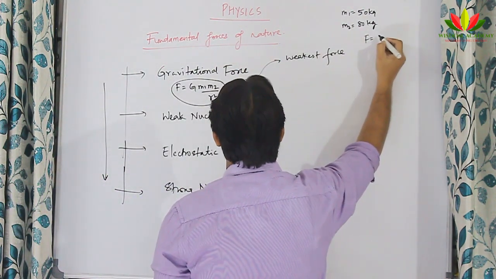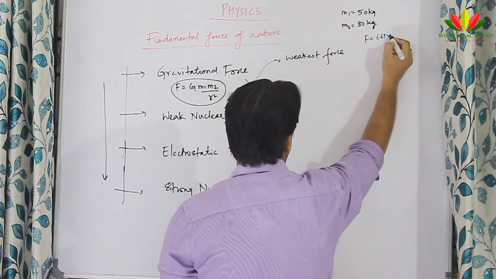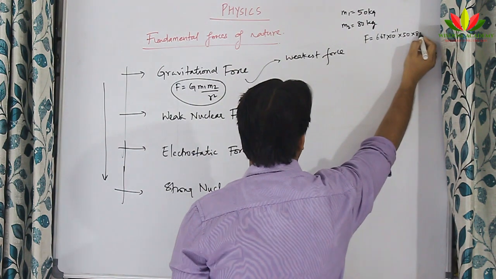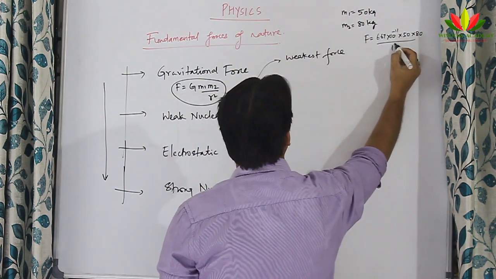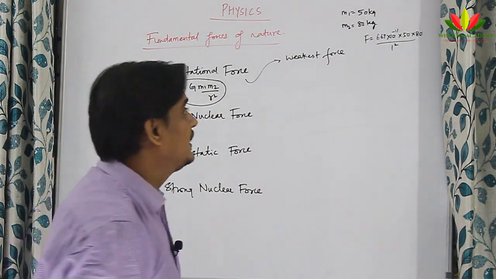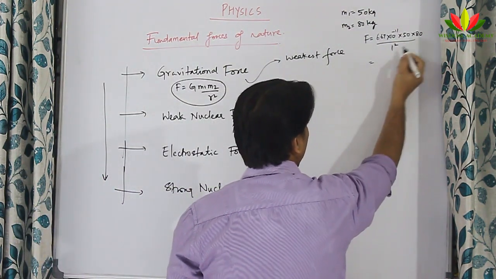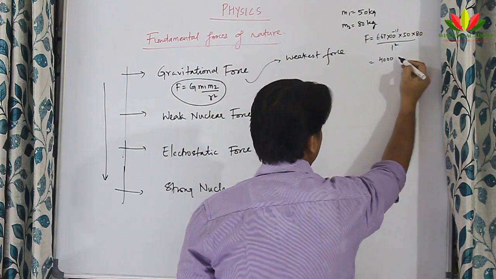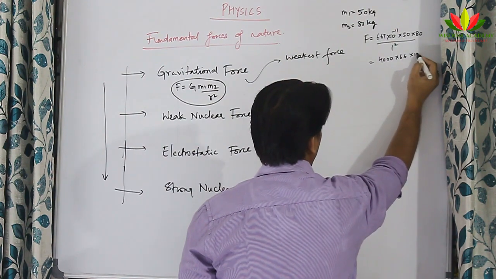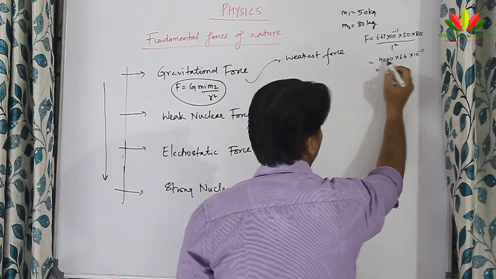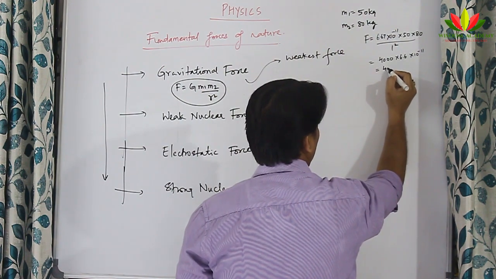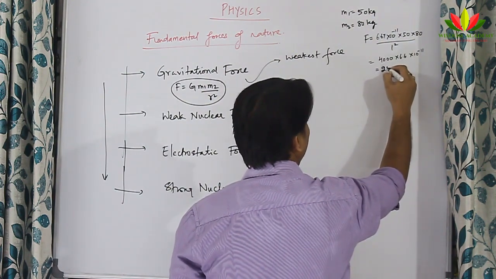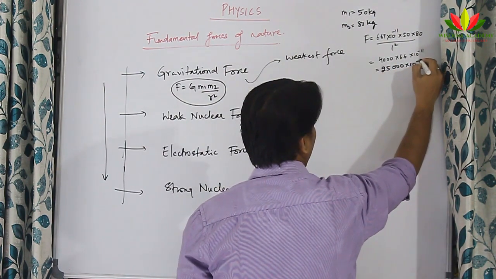So F is equal to G, which is 6.67 into 10 to the power minus 11, into 50 into 80 by 1 square. Am I right? When I solve this, I will solve approximately now. So 8 fives are 40, and it will become 40 and 2 more zeros, into 6.67 into 10 to the power minus 11. So when I multiply these two things, approximately I am writing 25,000 into 10 to the power minus 11 Newton.